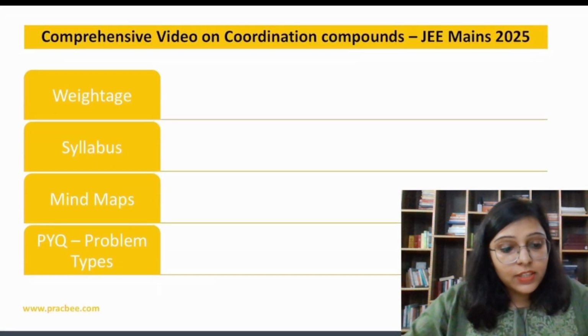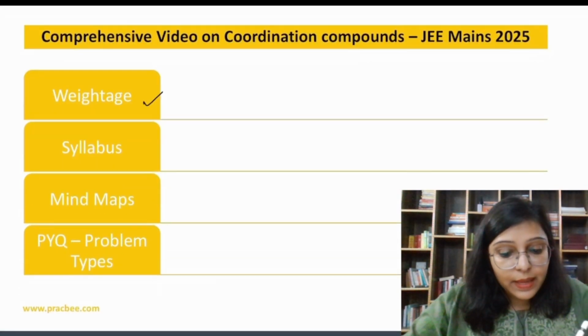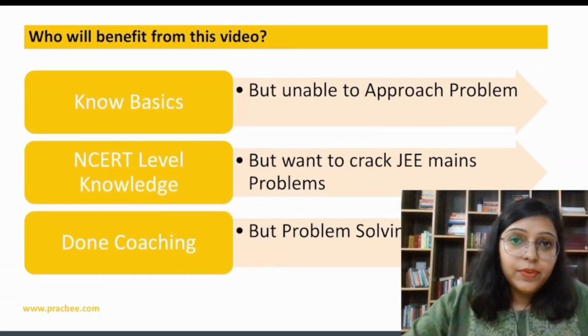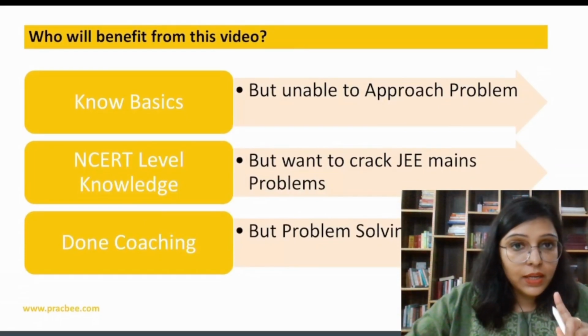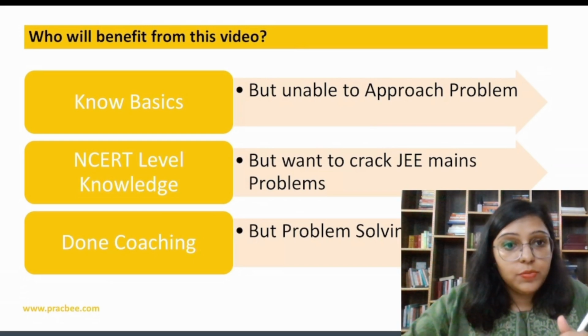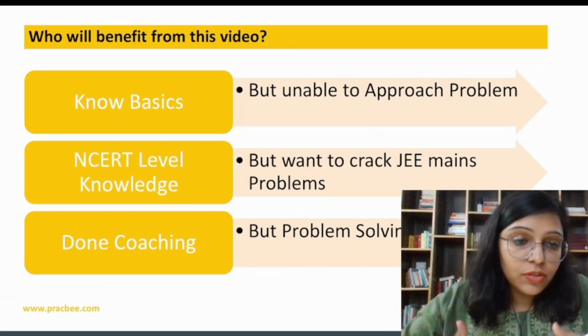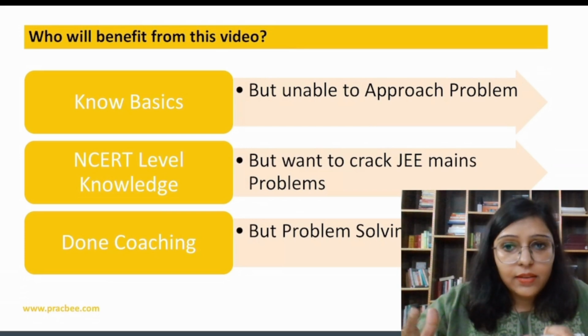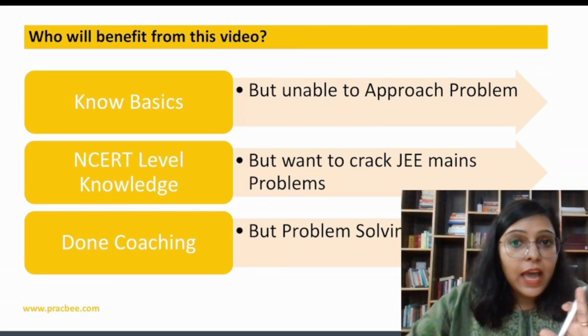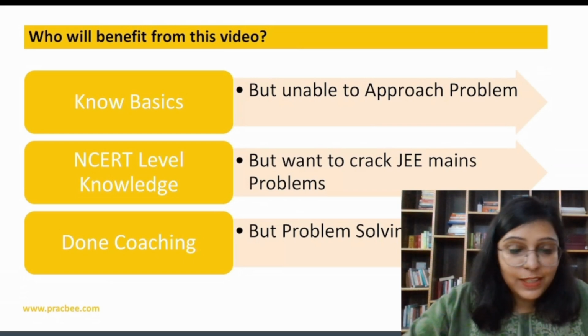First we are going to discuss the weightage of this topic, then the syllabus with the help of the mind map, and then we will solve some previous year questions. So who will get benefit from this video? Those who know the basics but are unable to approach the problem or solve the questions in less time. Those who have NCERT level knowledge but want to solve higher level or good questions. And those who have taken coaching somewhere but the problem solving skill is not clear. This video is for those students, and if you are one of them, please watch the video.